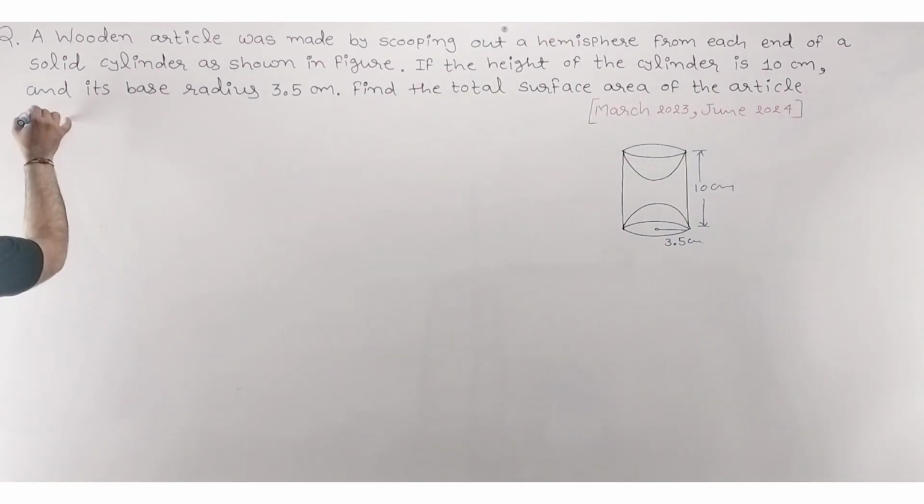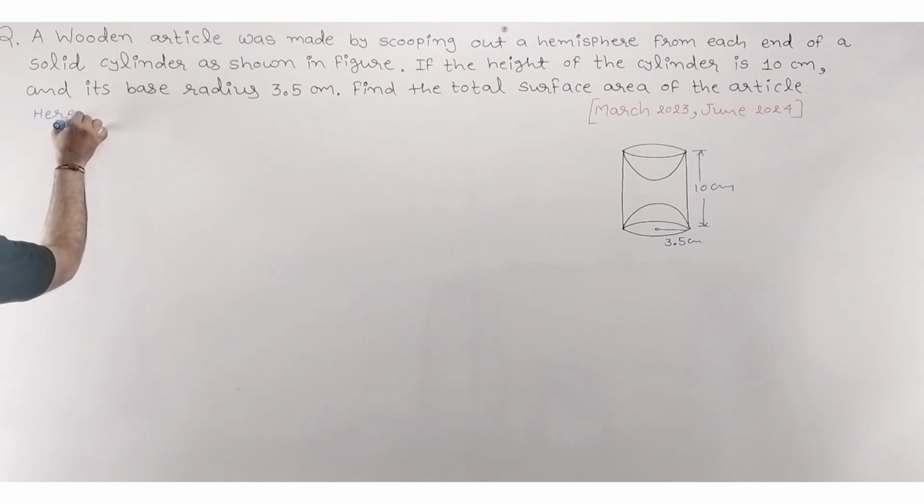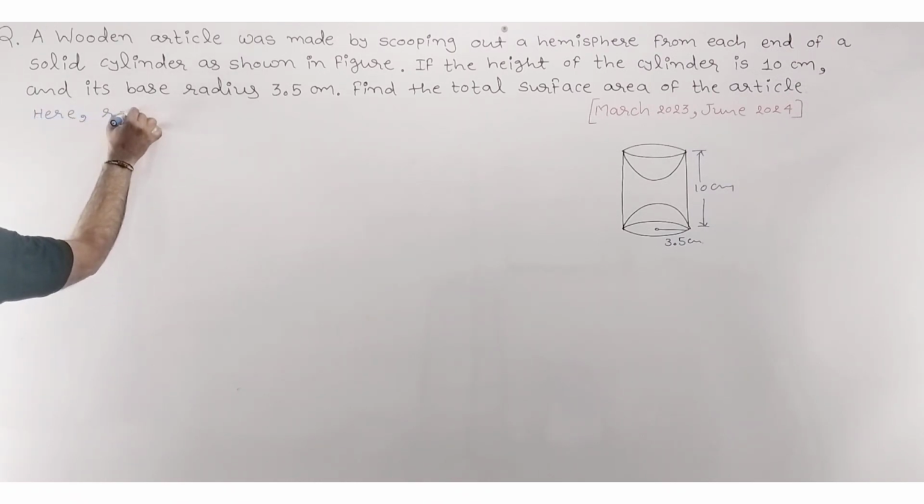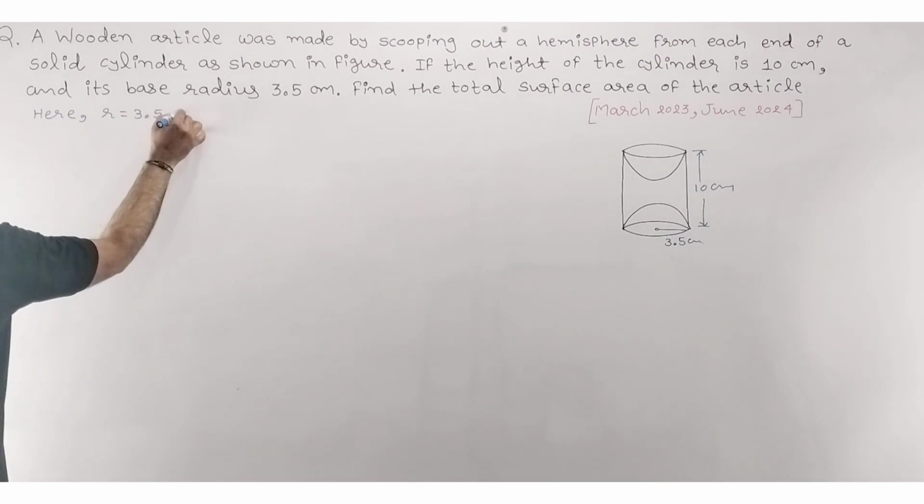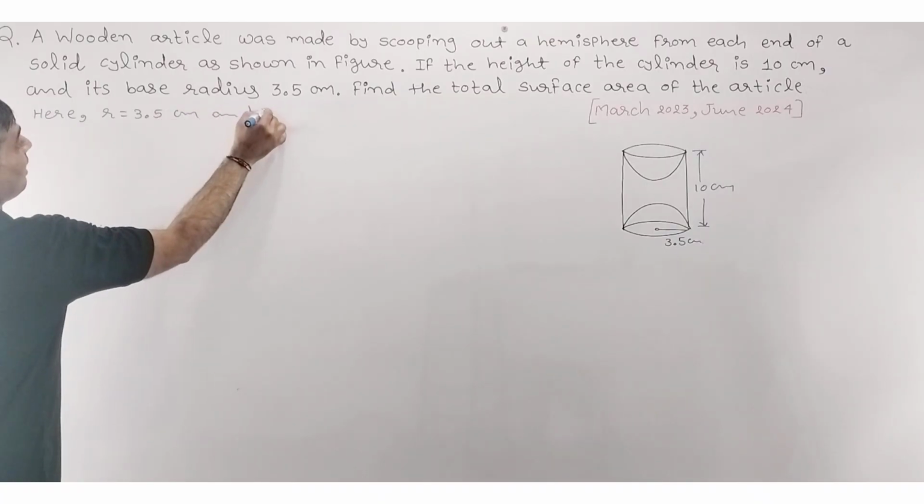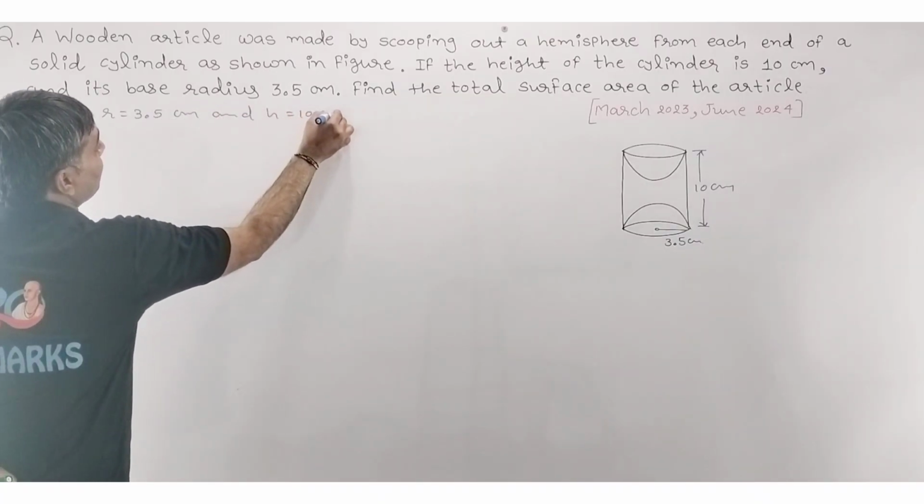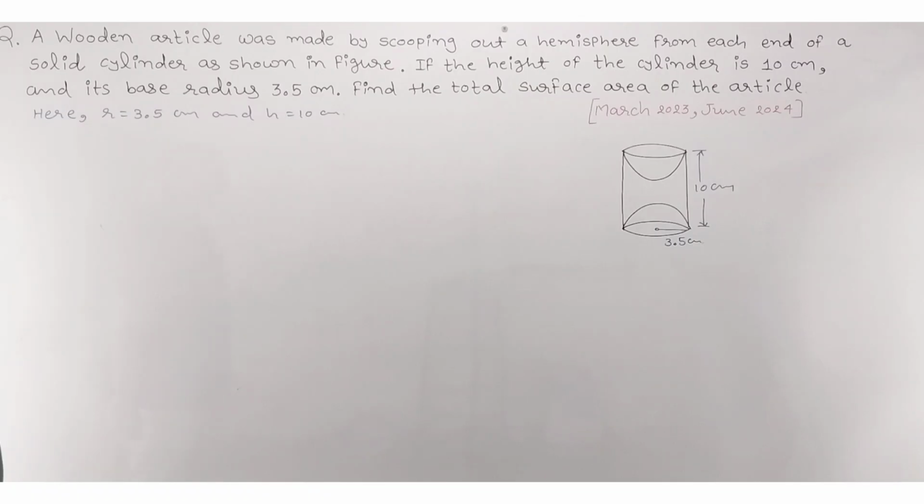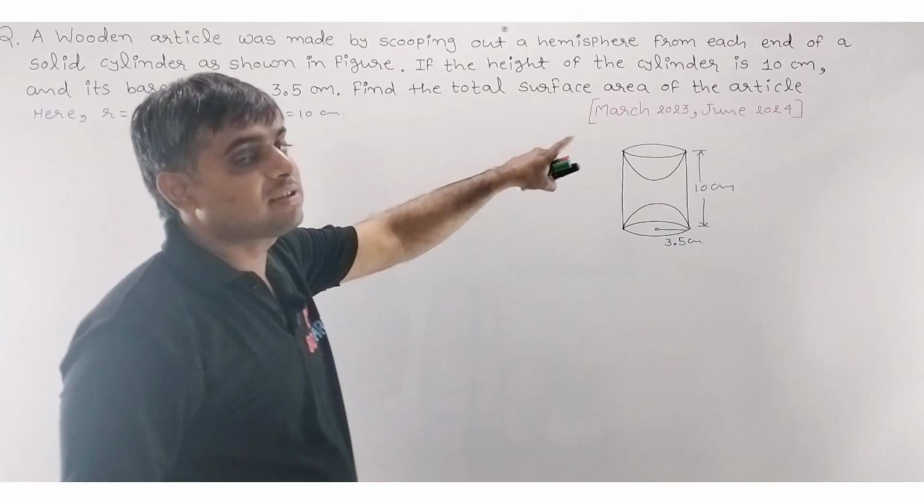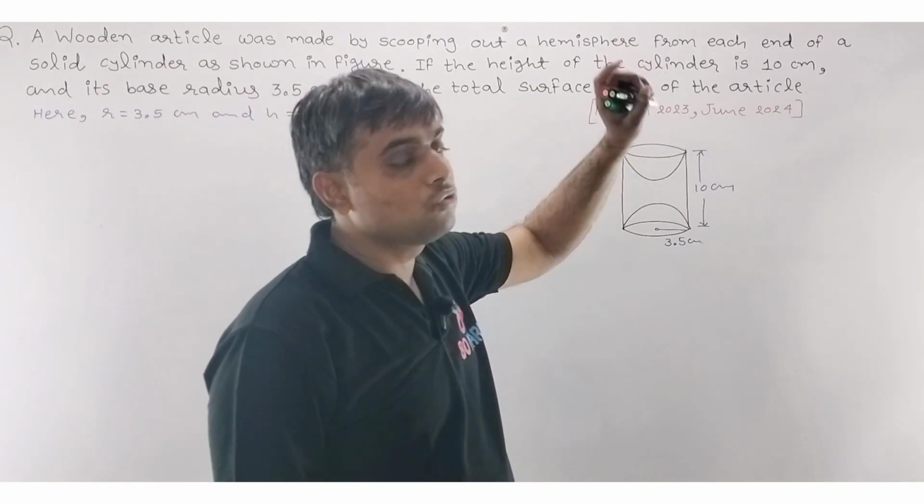Here, whatever data is given: radius 3.5 centimeter and height 10 centimeter. We need to find the total surface area of the article. The question was asked two times, March 2023 and June 2024.